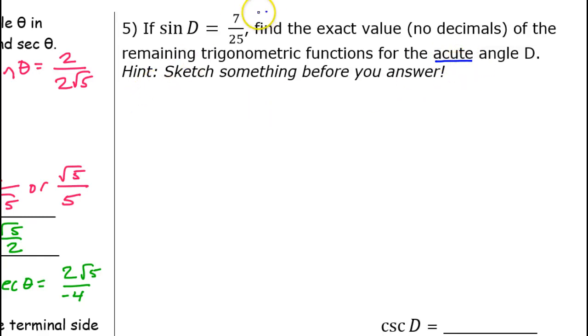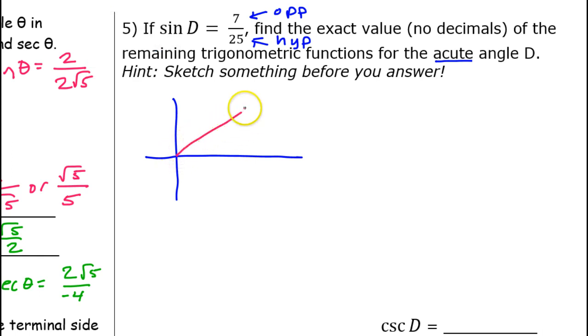So sine, the definition of sine is opposite over hypotenuse. Basically because they're saying it's an acute angle, we can just draw the picture in the first quadrant with no worries. So let's just draw our triangle like this and use this angle right here. So opposite over hypotenuse, so this would be 7, the opposite, and the hypotenuse is 25.